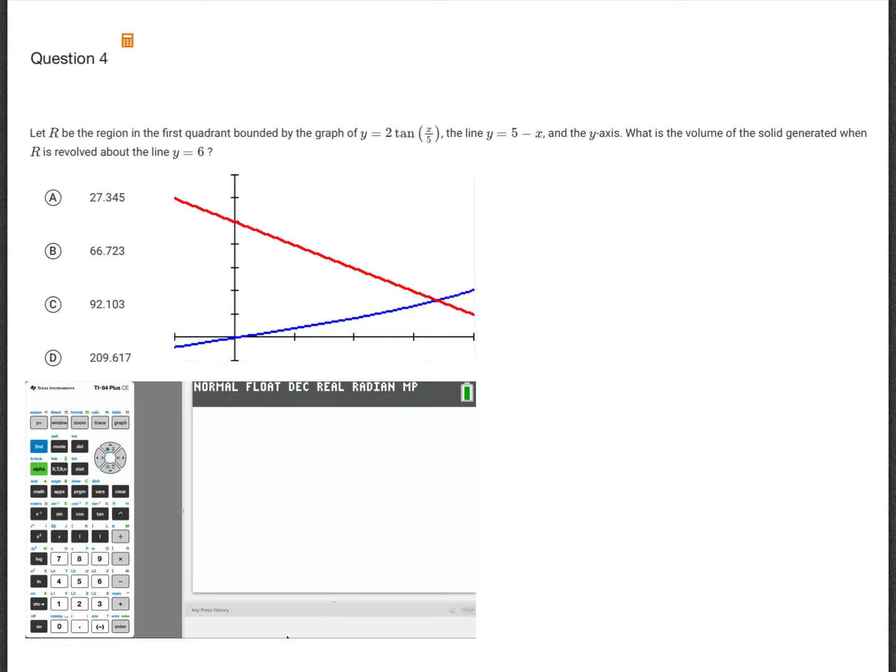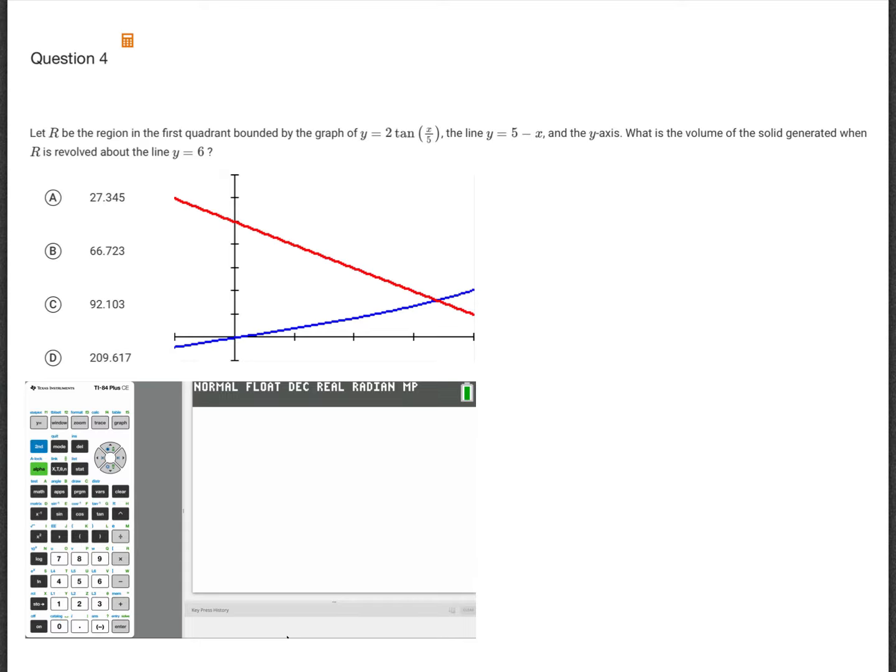Okay, last calculator question. They say let R be the region in the first quadrant bounded by the graph of y equals 2 tan x over 5, the line y equals 5 minus x, and the y-axis. Okay, what is the volume of the solid generated when R is revolved around the line y equals 6?